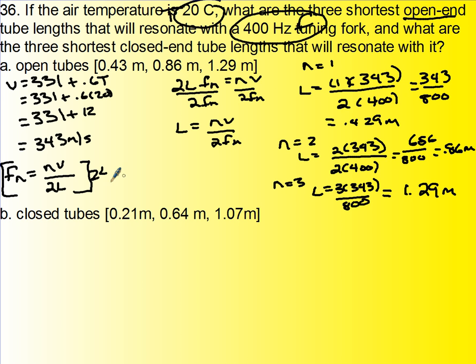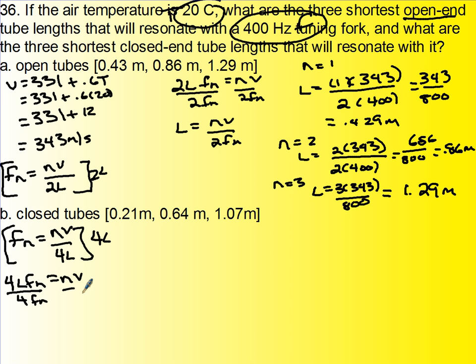Now what if you have a closed tube? For a closed tube, you have the same situation, only Fn is nV over 4L. So I'm going to solve this for L. Multiply through by 4L on both sides, so 4L Fn is nV. I'm still looking for L, so I'm going to divide both sides by 4Fn. So L is nV over 4Fn.